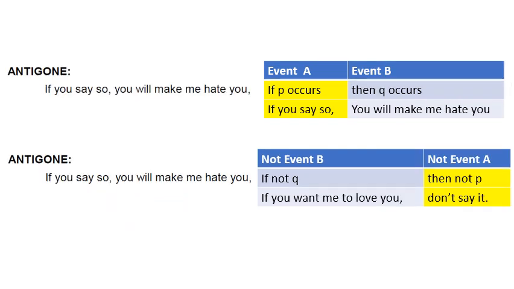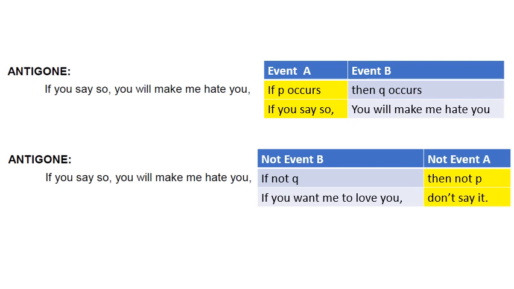Example 2, Antigone responds to her sister Ismene. If you say so, you will make me hate you. Event A occurs followed by event B. If P occurs, then Q occurs. If you say so, event A, you will make me hate you, event B. Now we can reverse the order of B and A and follow it with a negation for each. So event B becomes not event B, and event A becomes not event A. Simply put, if not Q, then not P.